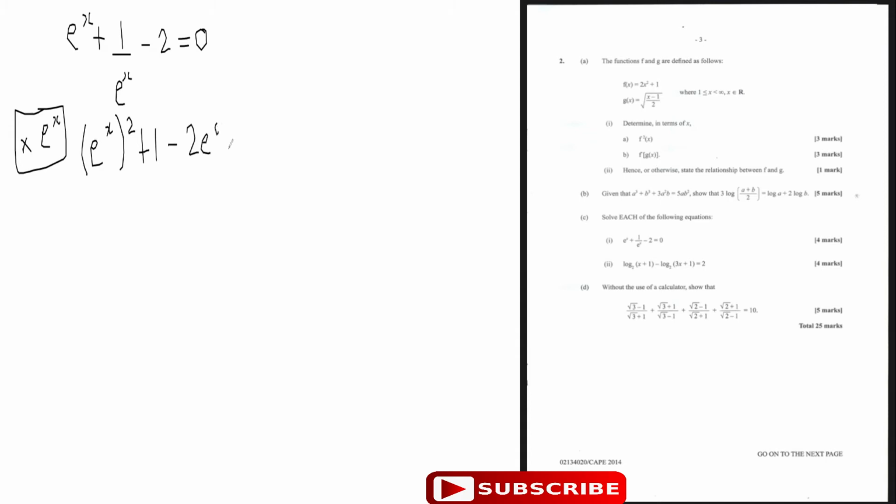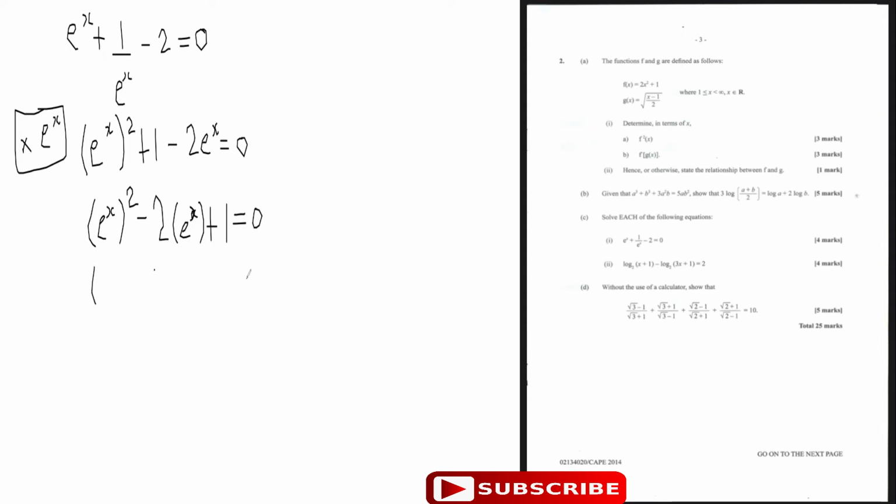So this is now just a quadratic equation in e to the x. So you can just write it in the proper order. This is just e to the x all squared minus 2 times e to the x plus 1, and this is equal to 0. Now when you get to this stage, you can go further to factorize.